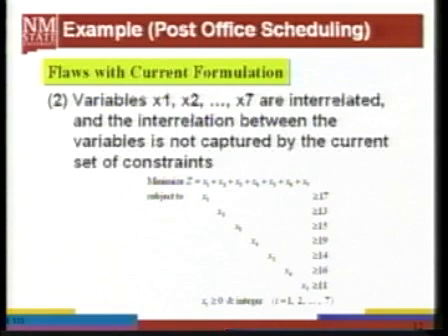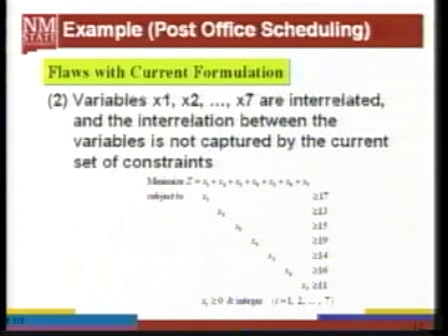And second, the variables x1, x2 through x7 are interrelated. And the interrelation between the variables is not captured by the current set of constraints. For example, some of the people who are working on Monday, say x1 people, will work on Tuesday, right? This means that x1 and x2 are interrelated. But our current constraints do not indicate that the value of x1 has any effect on the value of x2, right?